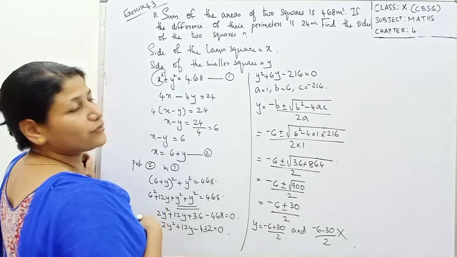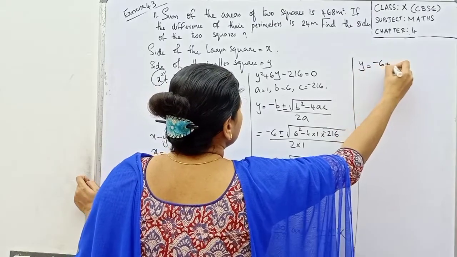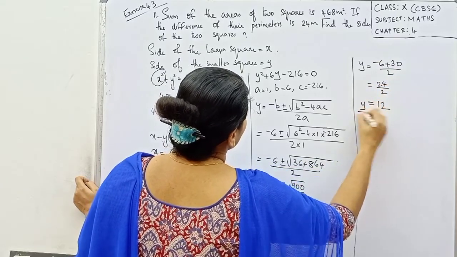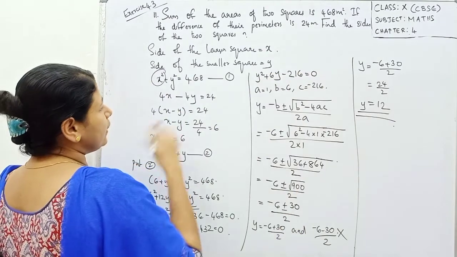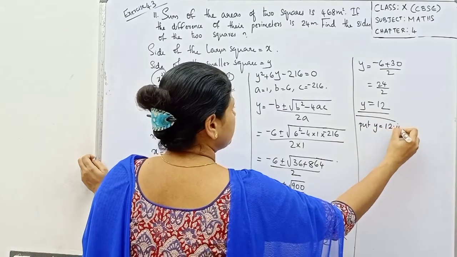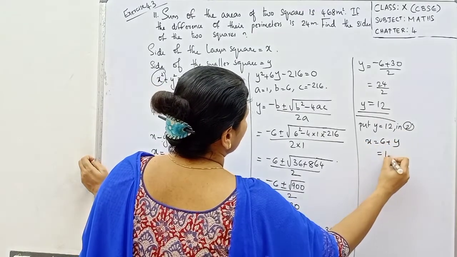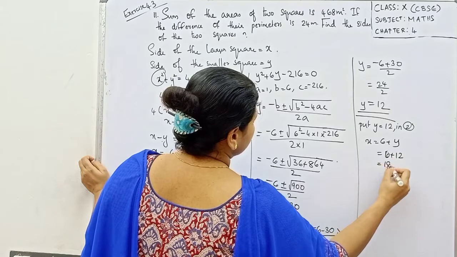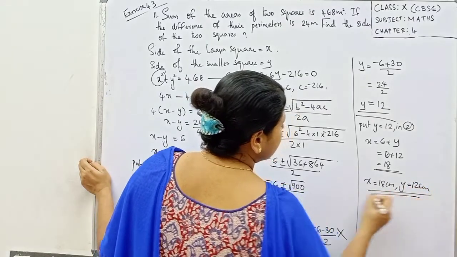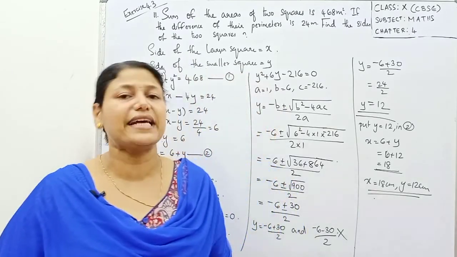Since x and y are the sides of two squares, we can take this one. So y equal to negative 6 plus 30 by 2. 30 minus 6 is 24 by 2. So you will get 12. y equal to 12. Then what about x? We can substitute in the second equation. Put y equal to 12 in second equation. So you will get x equal to 6 plus y, which is 6 plus 12, which is 18. So we got x as 18 centimeter and y as 12 centimeter. The side of the larger square is 18 centimeter and the side of the smaller square is 12 centimeter.